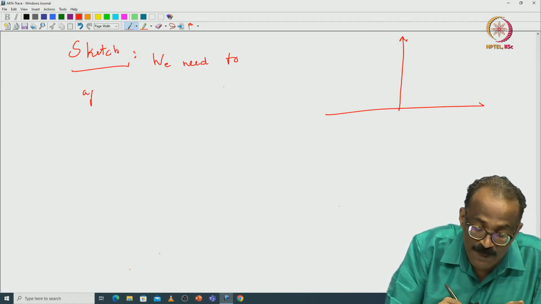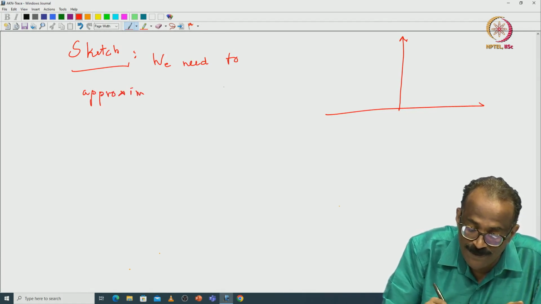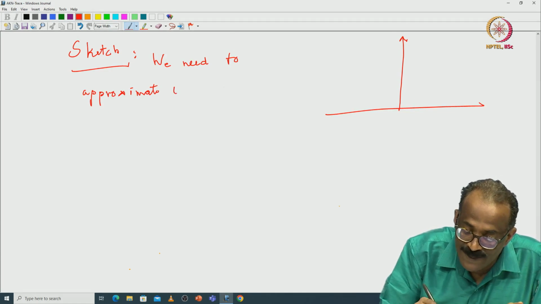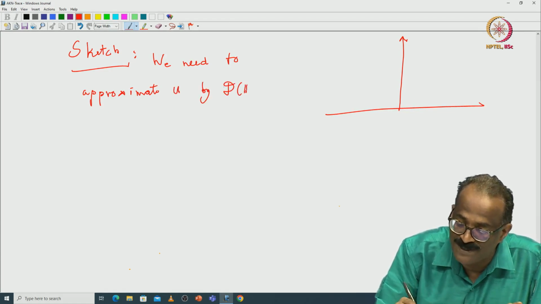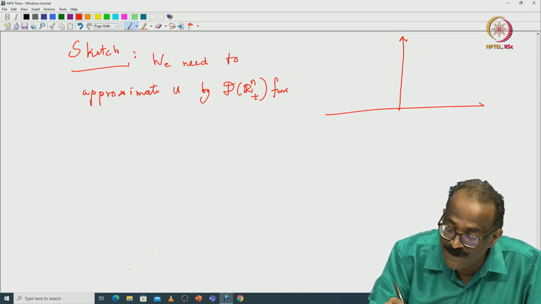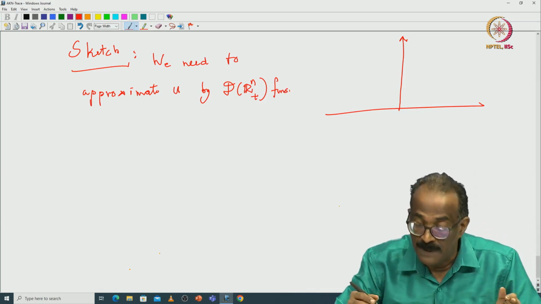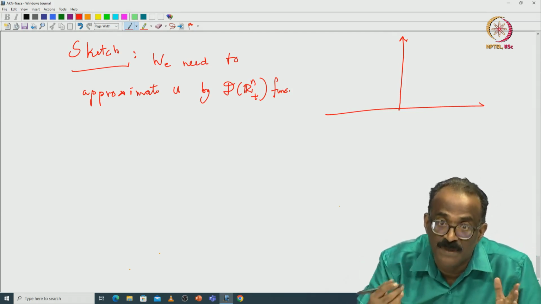What do we need? We need to approximate u, do not forget that, we need to approximate u by D R n plus 1 functions. That is the problem, right? That is the whole thing. D R n functions you can approximate, but you want to approximate a D R n plus function.